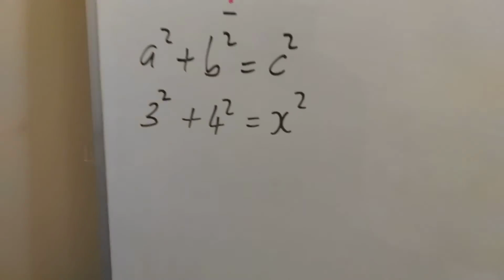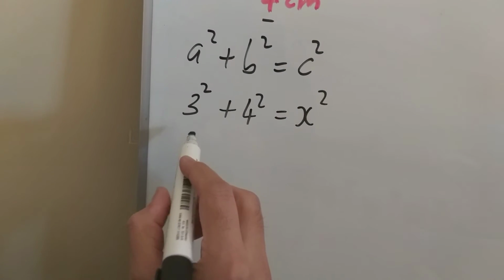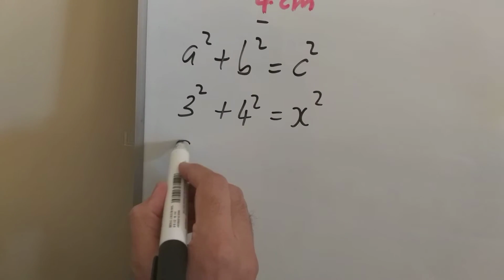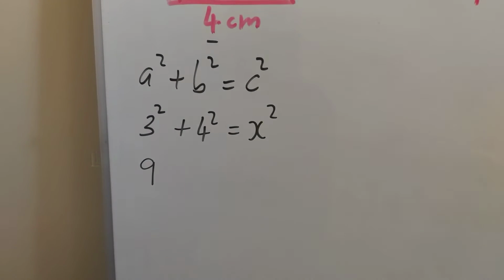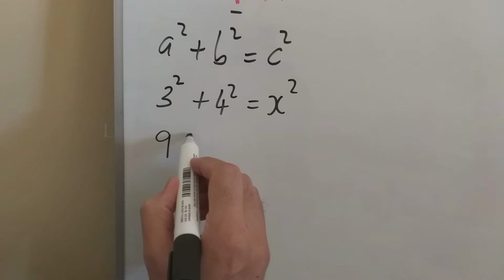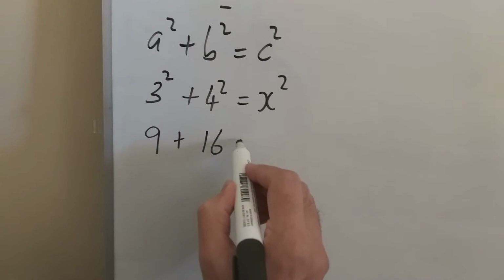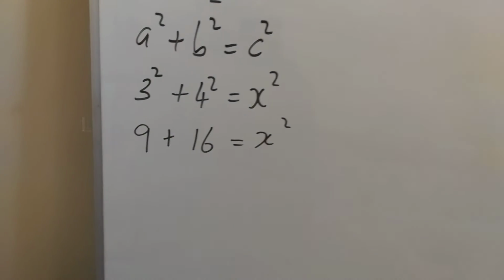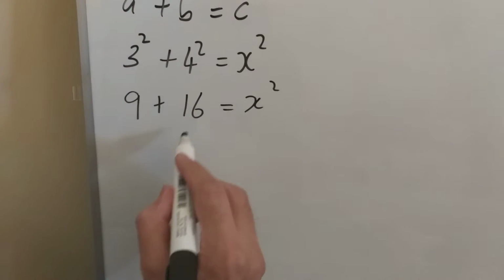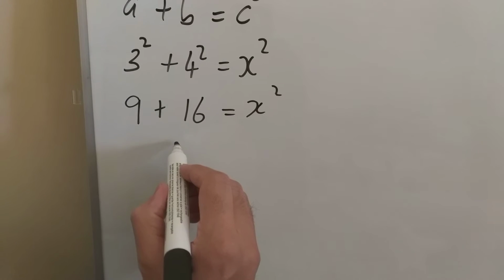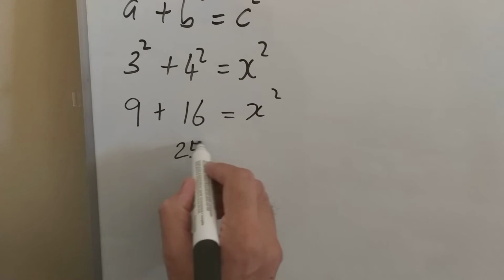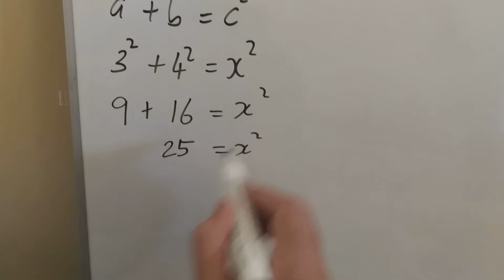So the square of 3 is 9. 3 squared means 3 times 3. The square of 4 is 4 times 4, 16. That is equal to x squared. 9 plus 16, they add to give us 25. 25 equals x squared.